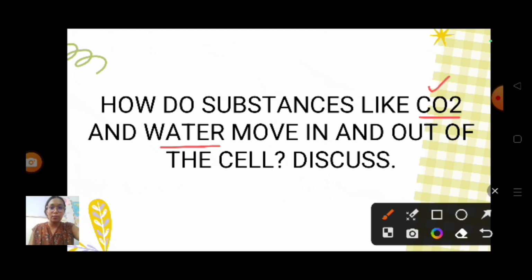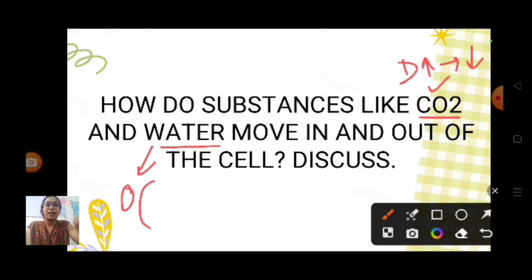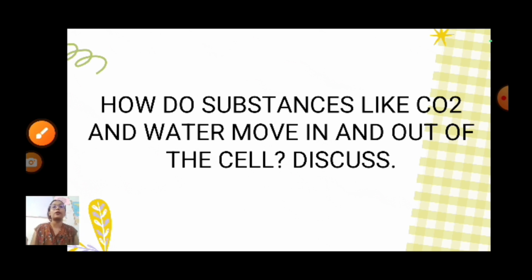Carbon dioxide moves through the process of diffusion, from higher concentration to lower concentration. Whereas water molecules, how will they move? Through the process of osmosis, from lower concentration to higher concentration. Clear? So hopefully you do your homework nicely.